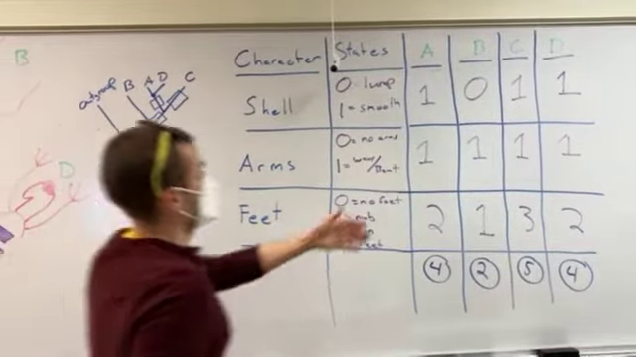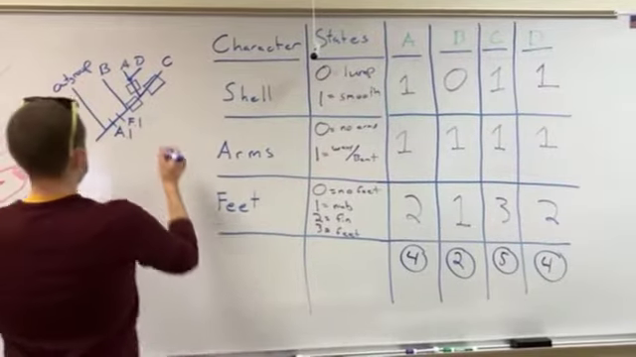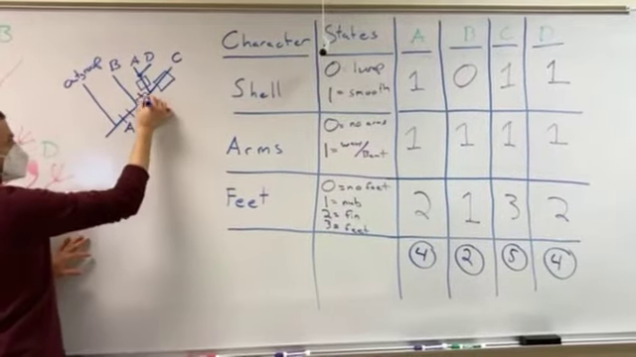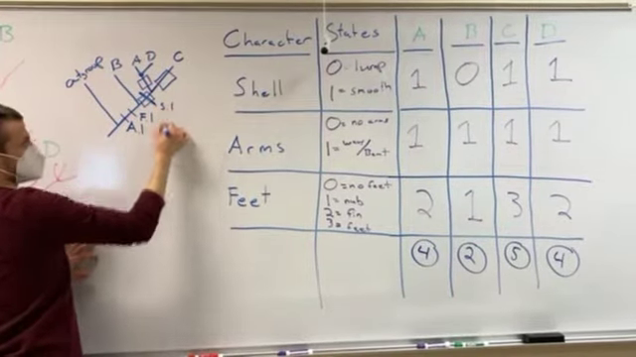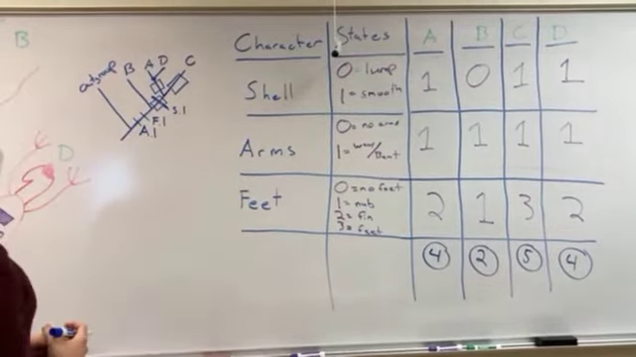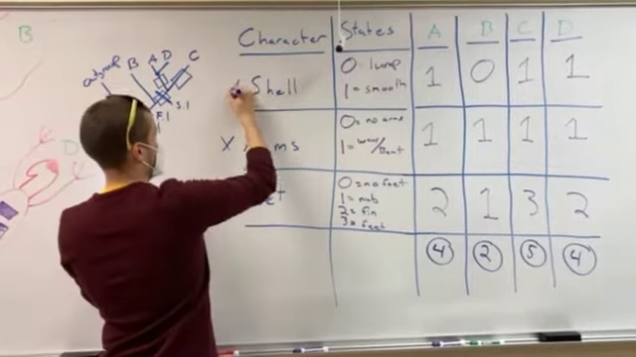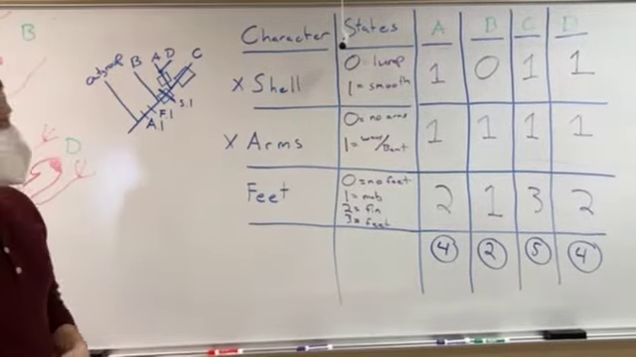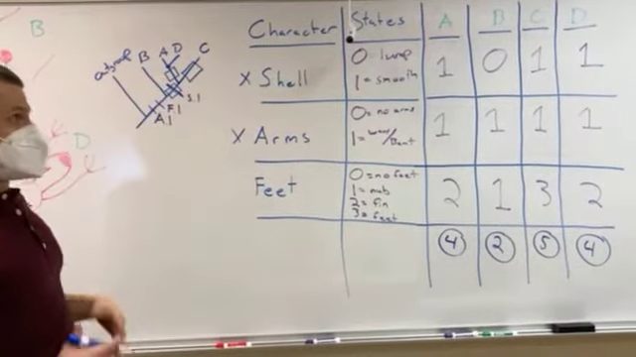So the first state change that we're going to see is that they all change their shell, right? A, C, and D all have a smooth shell. So one of the tick marks going here will be shell to a character state of 1. Now what other transitions are we getting? Well, we're pretty much already done with arms, so you can ignore that. And we're done with shell. You can ignore that one for the rest of the tree. So the rest of the tick marks are going to be about our feet.